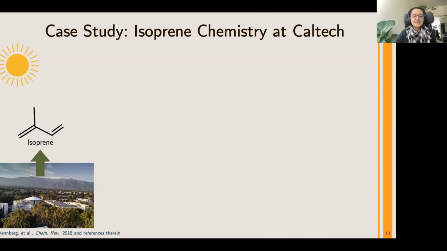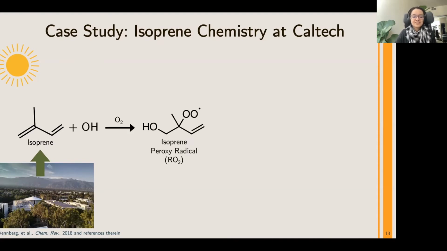So isoprene is an important biogenic compound emitted from trees and is one of the most abundant non-methane hydrocarbons in the atmosphere. Its two double bonds also mean that it's really reactive, usually only lasting for a few hours. And the combination of this abundance and its reactivity means that it's really important to understand its chemistry because, as I'll show in a minute, it has the potential to influence a number of different air pollutants.